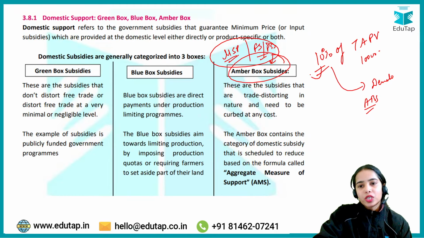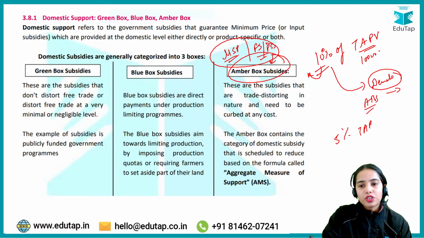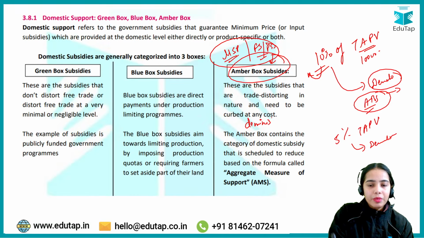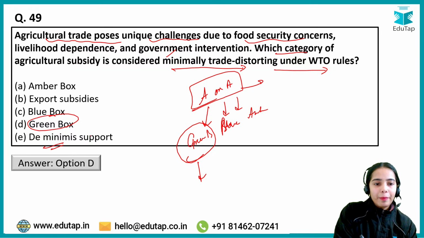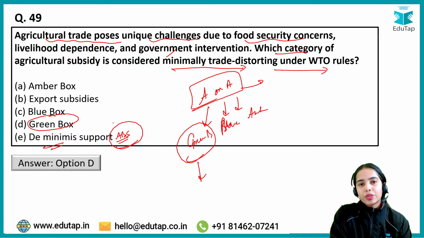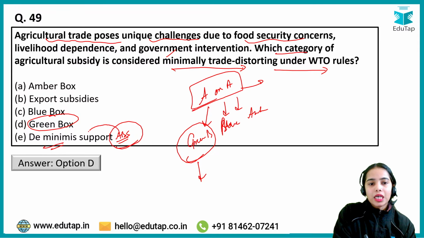10% of the total agricultural produce value in the developing nation, this much of amber box subsidies is allowed, and 5% of the total agricultural produce value is allowed for the developed nations. Now these are the allowed amber box subsidies. These are known as de minimis. De minimis is the amber box subsidy that is allowed: 10% of the total agricultural produce value for the developing nations, and 5% for the developed nations.